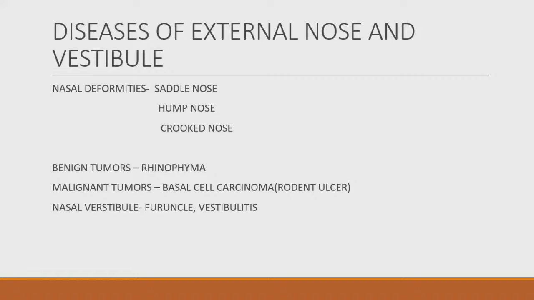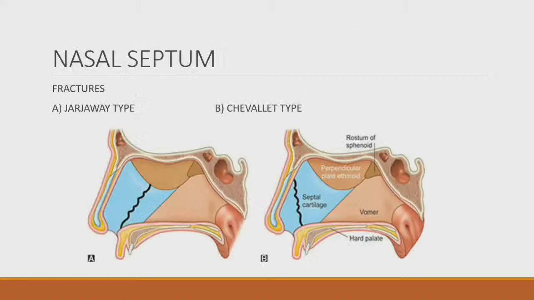And the nasal vestibule, as we have already seen, is the skin lined anterior inferior part of the septum, and it also contains hair follicles and sebaceous glands. So any staph aureus infection at this level of the hair follicles will lead to furuncle and vestibulitis. The treatment of this will be incision and drainage if there is any pus formation, and IV antibiotics can be given further.